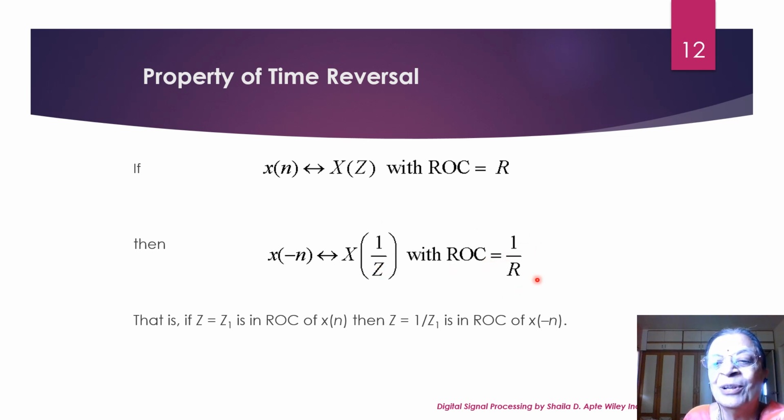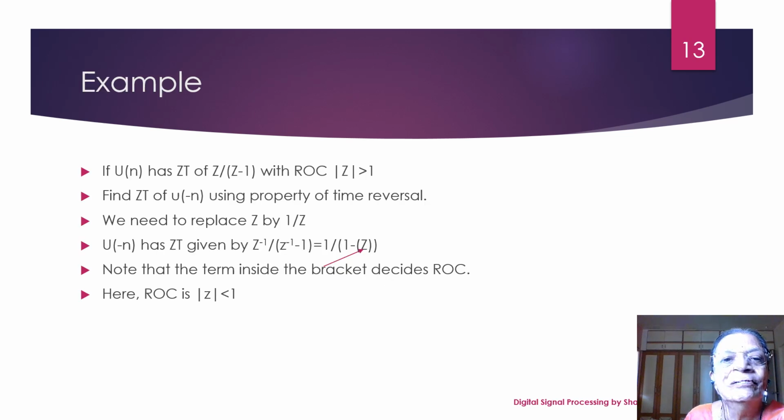So the ROC is 1/R, meaning it is the inverted thing, because the z transform is X(1/z). That is, if z equal to z1 is in the ROC of X, then z equal to 1/z1 will be in the ROC of x[-n]. Let us consider one example to illustrate this.